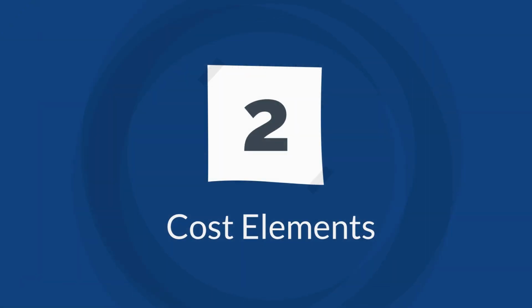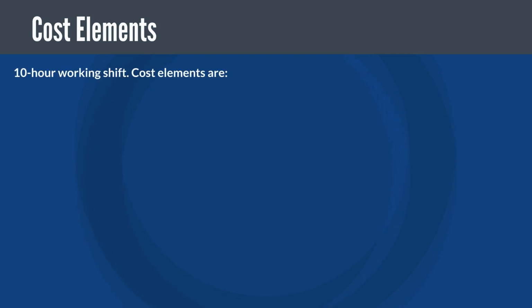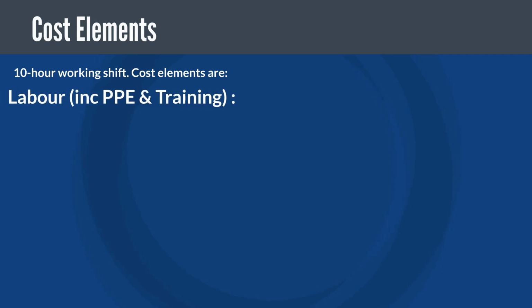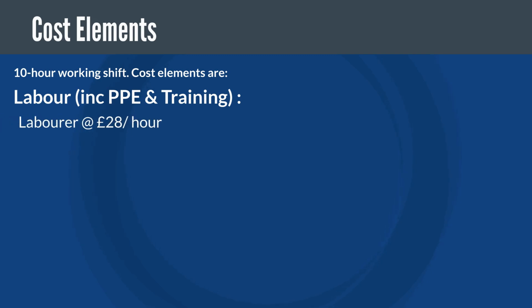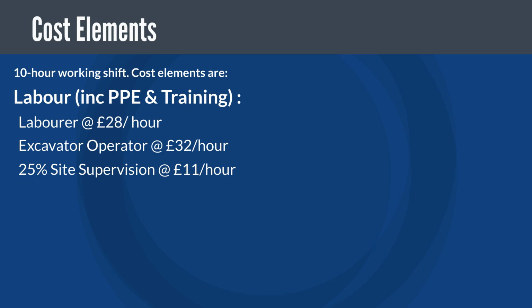Step 2. Cost elements. Let's now move on to the cost breakdown, which includes labour, equipment, materials, and subcontractors. We'll base these costs on a standard 10-hour working shift. Cost elements are labour, which includes labourer at £28 per hour, excavation operator at £32 per hour, and 25% site supervision at £11 per hour.